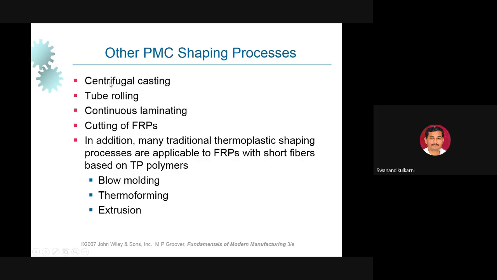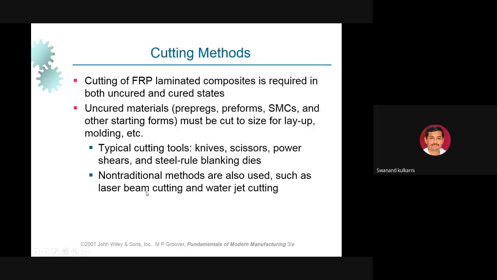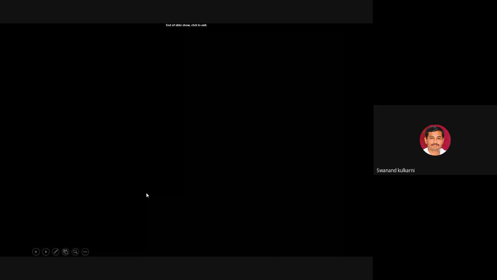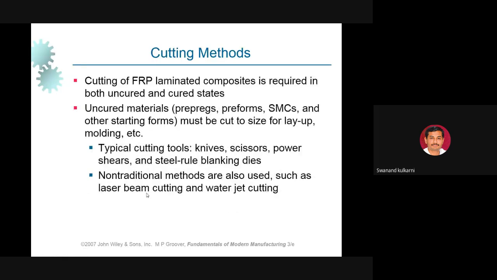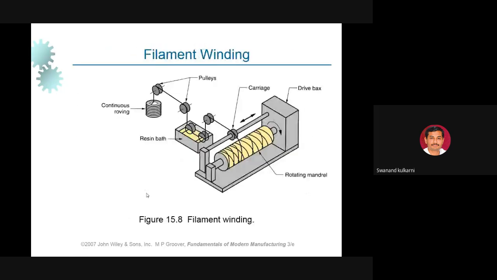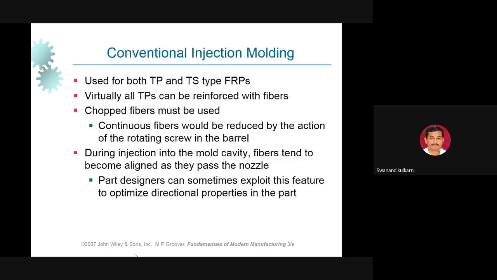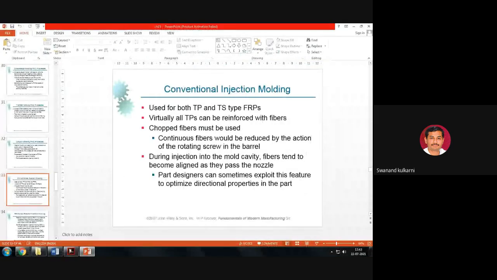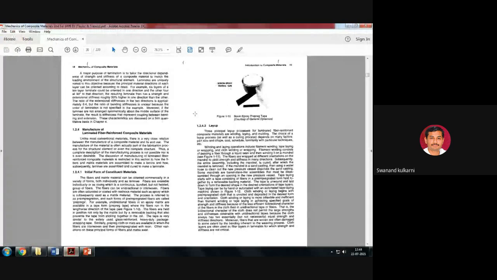So there are centrifugal casting, tube rolling, continuous laminating, and cutting of FRPs. Then, in addition, many traditional thermoplastic processes, that is blow molding, thermoforming, and extrusion. So here you can see the different manufacturing of these particular parts.